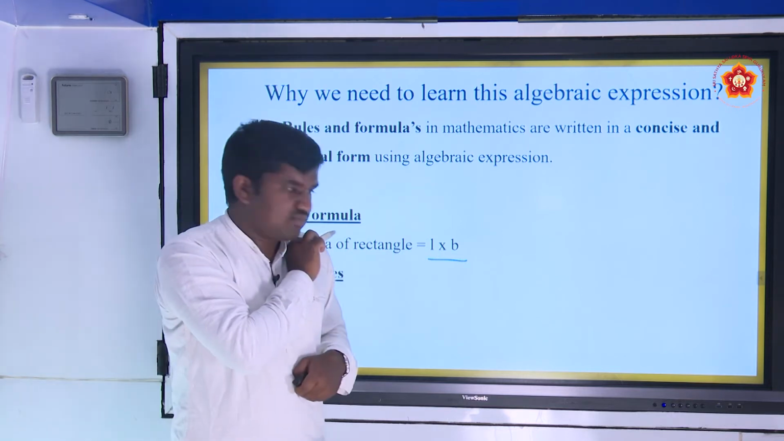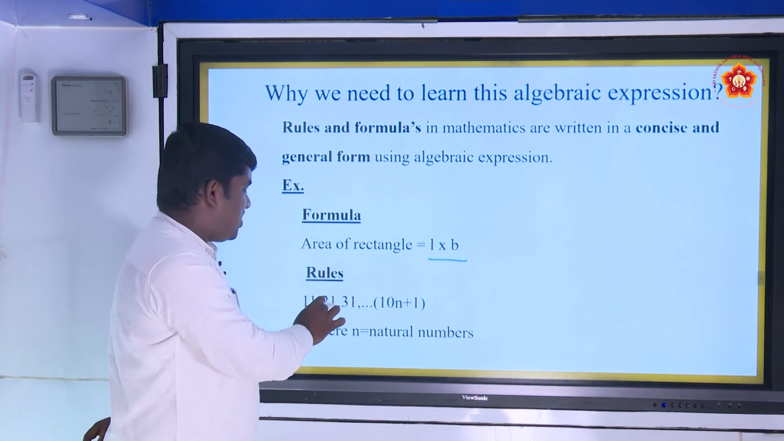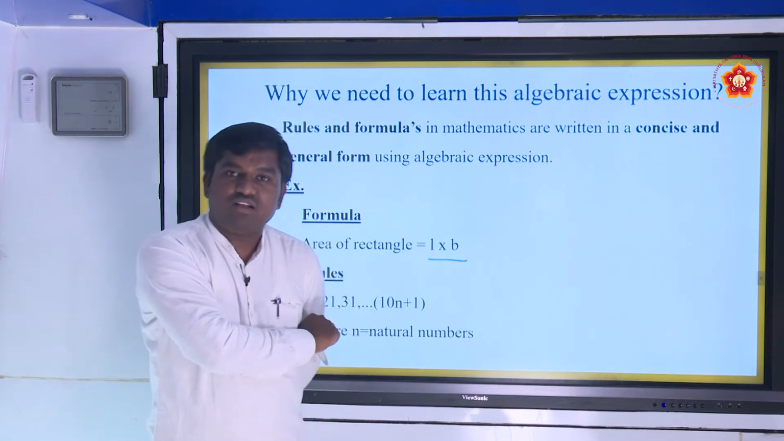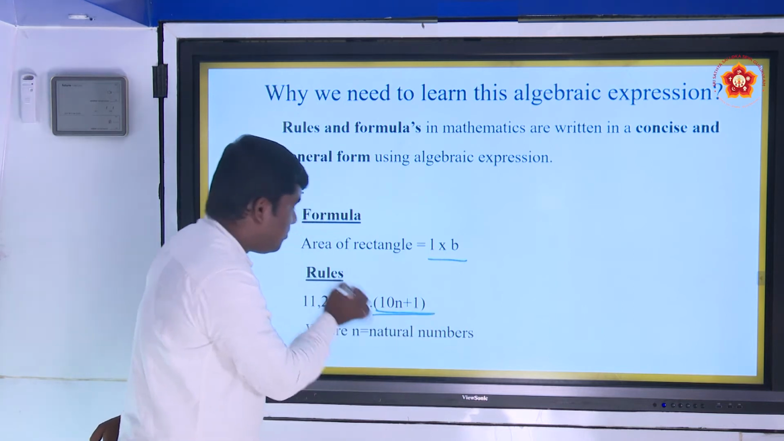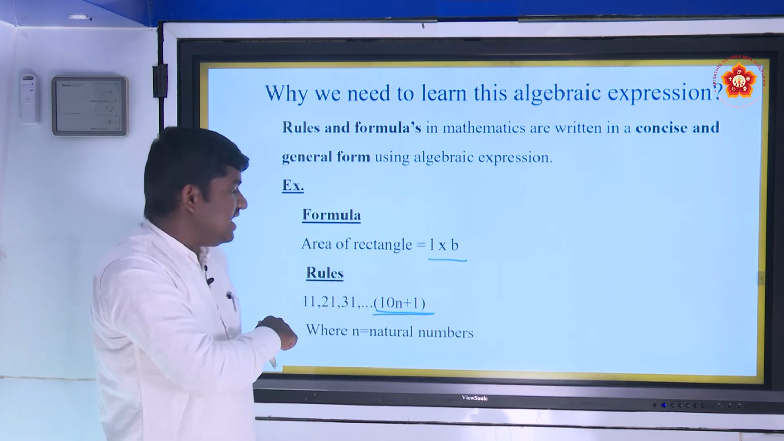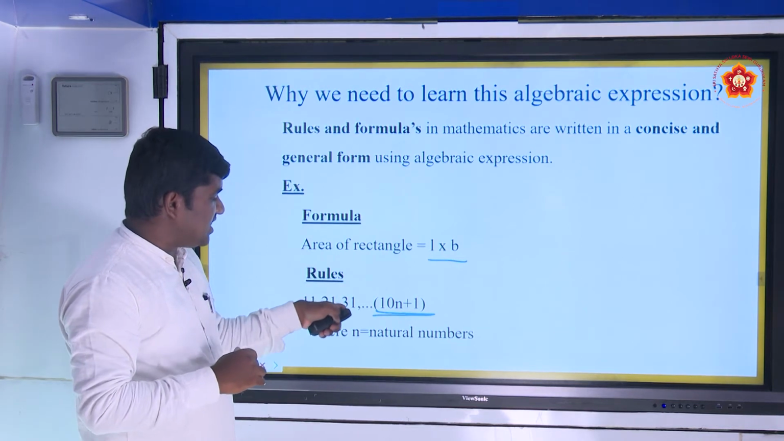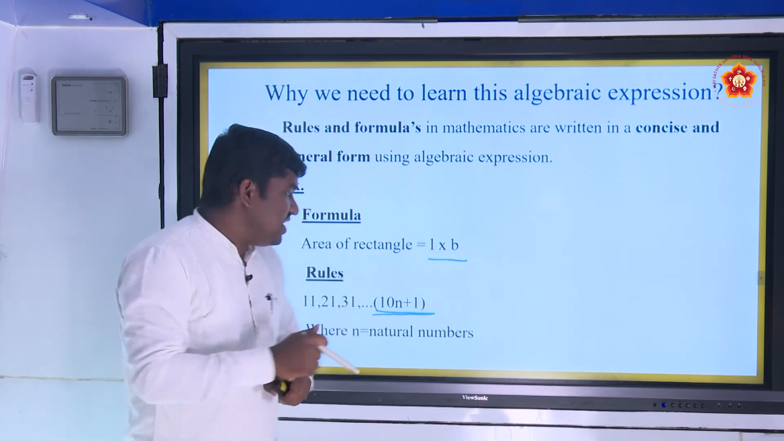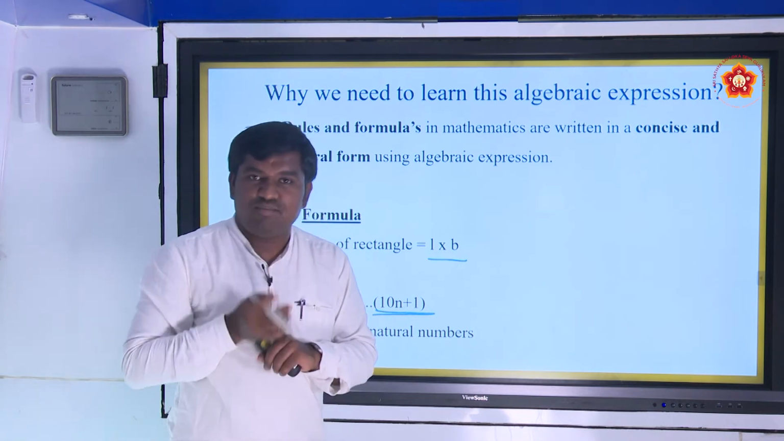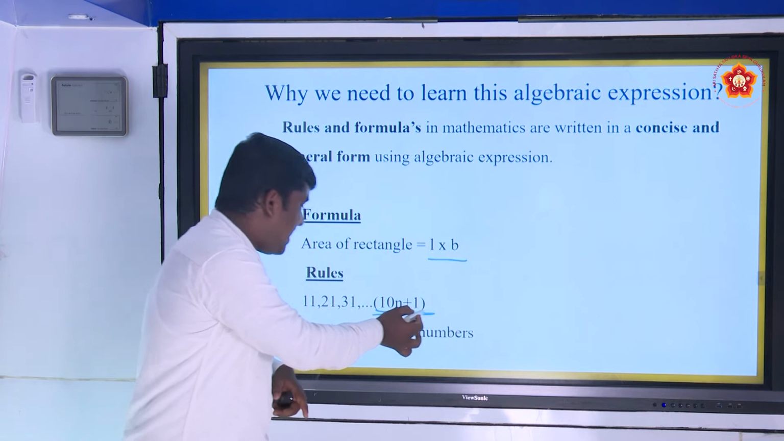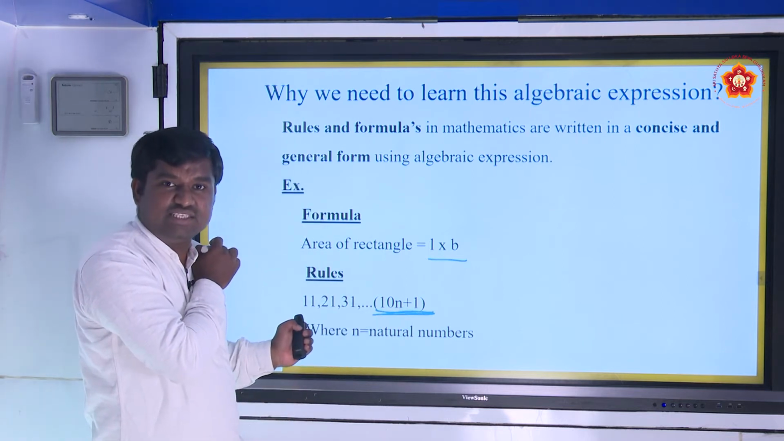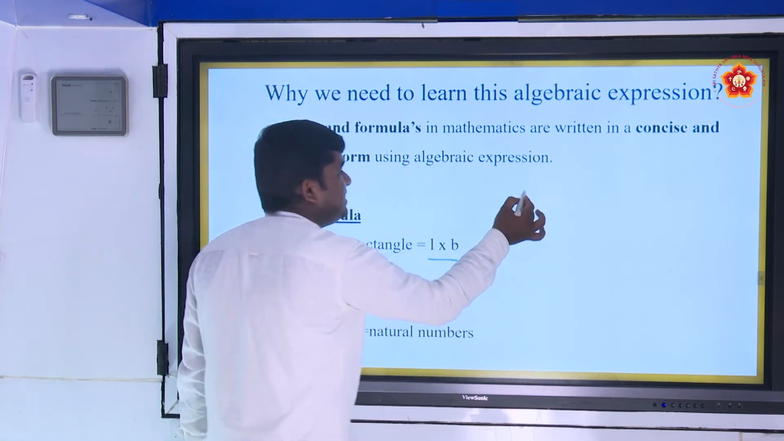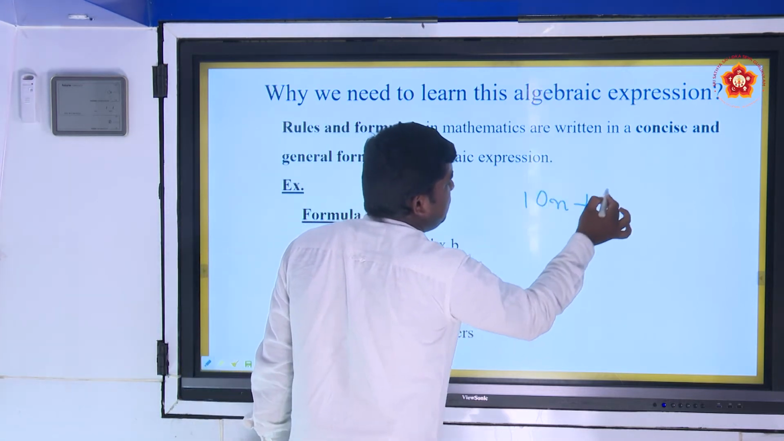Okay, rules. See 11, 21, 31 etc. up to 10n plus 1. This is the nth term. Okay, this is a series. In this series 11, 21, 31, the last term is 10n plus 1. n is any natural number. Okay, to get the nth term of this series, the rule is 10n plus 1.